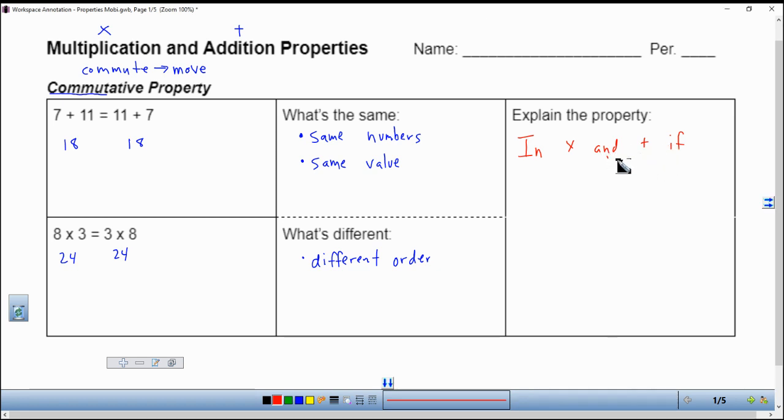If in multiplication and addition the order of the numbers changes, the value stays the same. So if we did 2 plus 4, it's the same as 4 plus 2. We change the order of the numbers, the value stays the same.